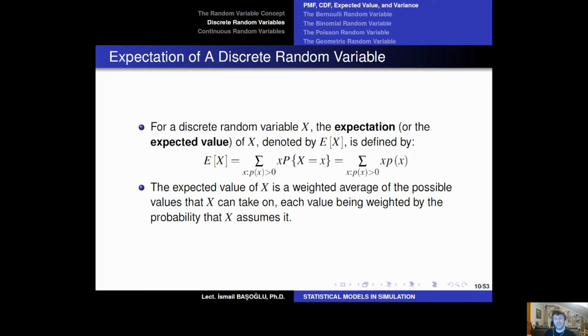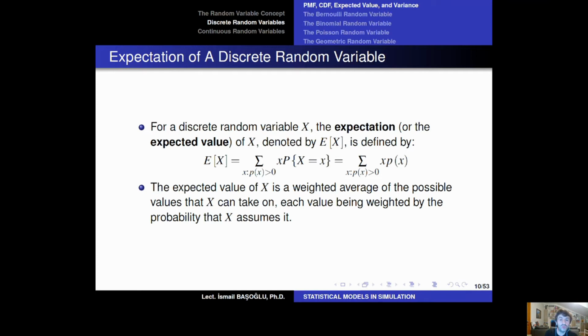Now, we can also define the expected value for discrete random variables. The expected value of a discrete random variable X is equal to the possible values that the random variable can take, multiplied with the probability mass values on that value, and we are summing these values up. So basically, we know that the probability masses need to sum up to 1.